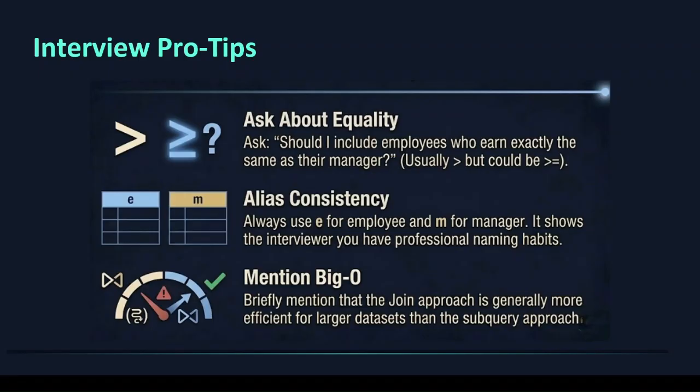Be consistent with your naming, especially for tables and their aliases, and don't use letters like X and Y. Try to use something related to the table names. It makes your code more readable to the interviewer. Mention query performance and scalability. Tell them your reason for choosing the self-join approach, as it handles millions of rows much better than a nested loop subquery.